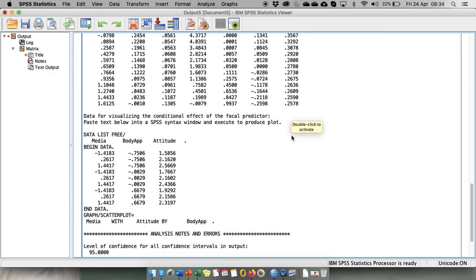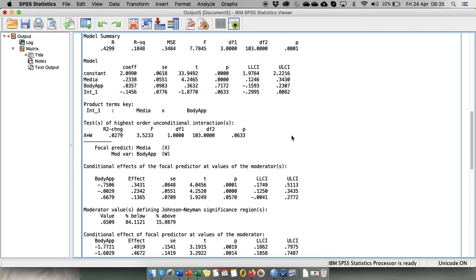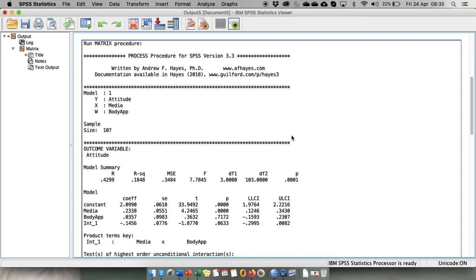And if you had a significant moderation, you would see how this relationship changes, and the slopes of the regression lines for people who fall into the low, medium, and high body appreciation groups would be different. In this case, the slopes are exactly the same or very close to being the same. And this is it on how to use the process macros to test moderation and how to interpret the results that process produces.